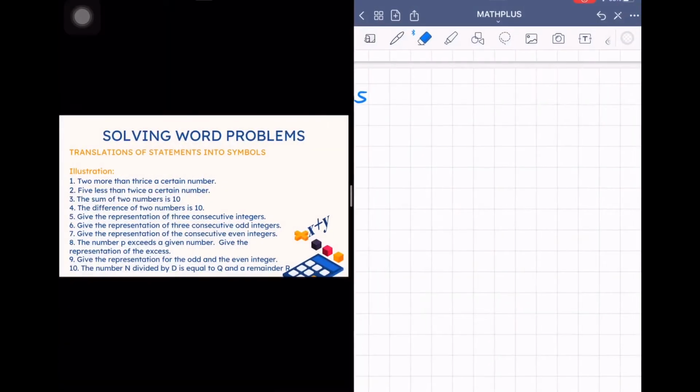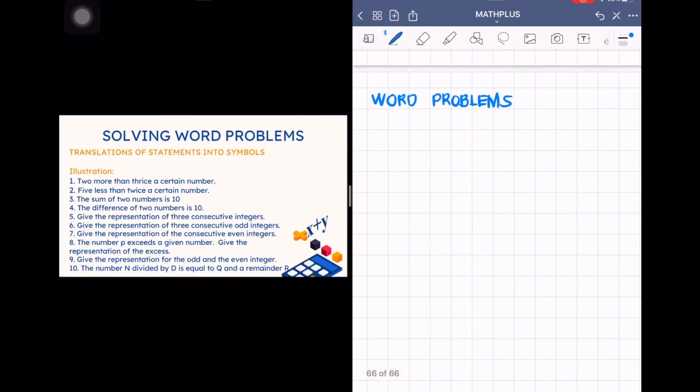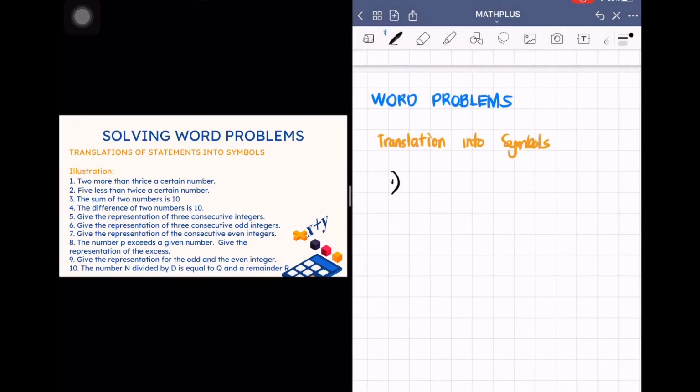Okay? So, let's start with number 1. So, I have here the title word problems. Let me just write here translation into symbols. So, let me have the first question. Let's get black for that. Okay. 2 more than thrice a certain number.